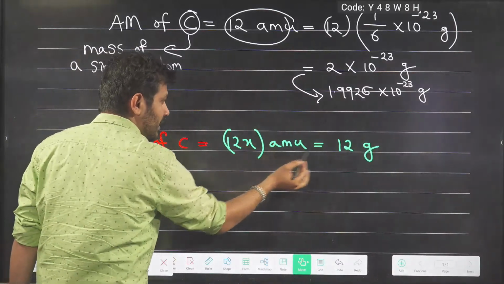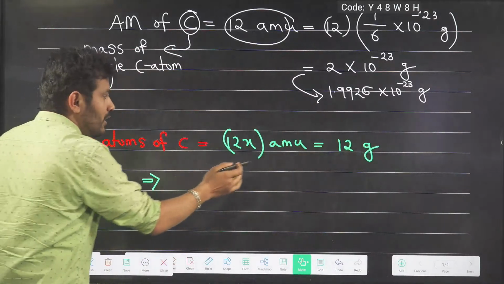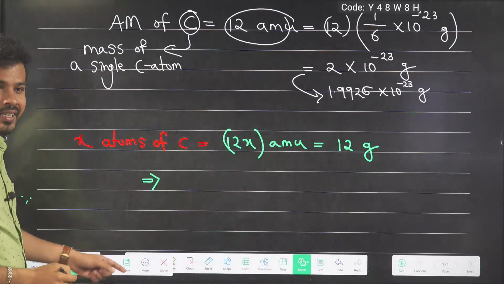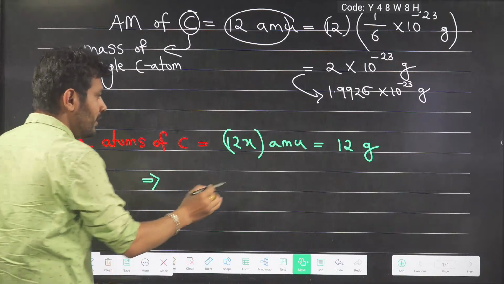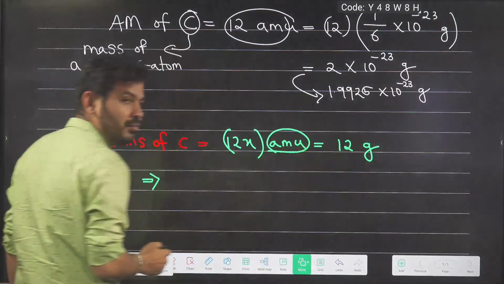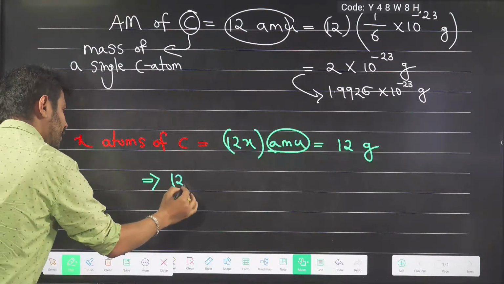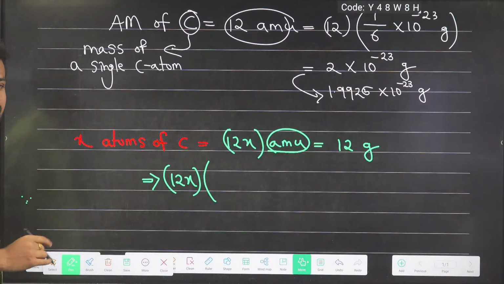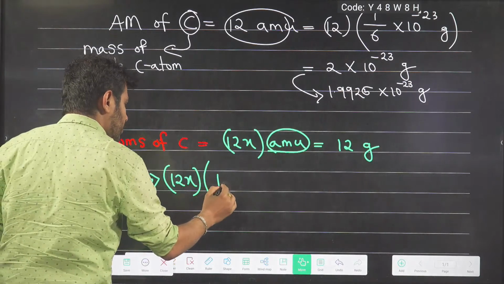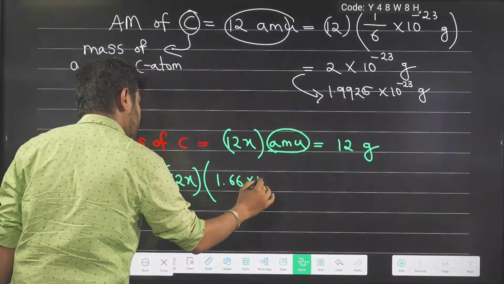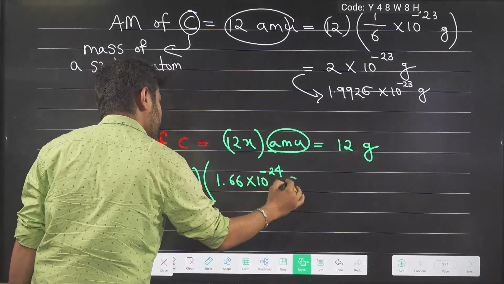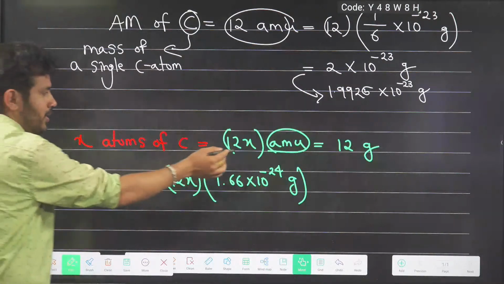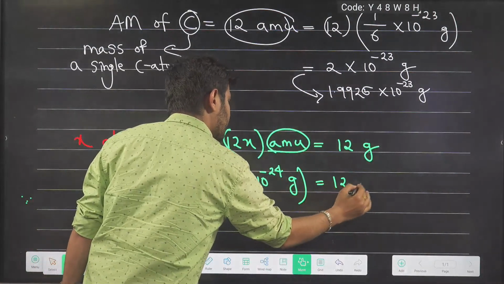This side AMU unit is there, that side gram unit is there. So try to convert AMU and gram into the same units. Don't say one, it is not one, guys. What you have to do is change this AMU unit into gram. So convert that 12x, 1 AMU is how much? 1.66 into 10 to the power of minus 24 gram. If you remember, we just solved a question. So 1.66 into 10 to the power of minus 24 gram is equal to 12 gram.